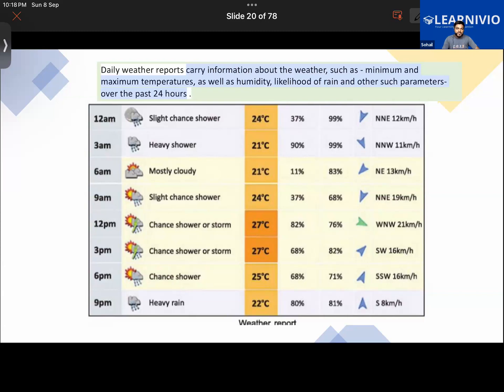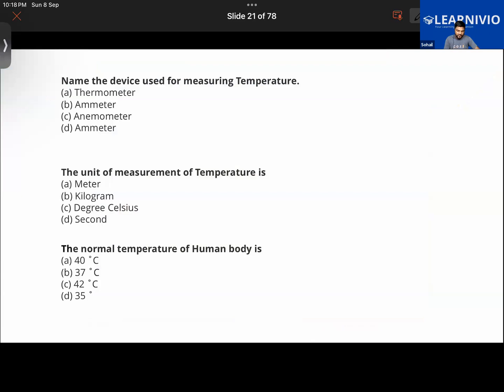Daily weather reports, apart from the temperature, carry some other things also, like what the chances of rainfall are. Like there's a 37% chance of rainfall. 11% clouds are there in the sky, right? What is the direction of the wind? What is the speed of the flow of the wind? In which direction is the wind flowing? All these things are mentioned apart from temperature in the weather report.